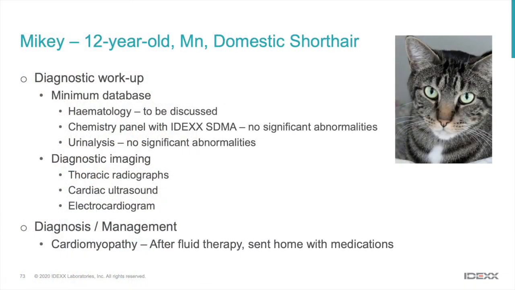The diagnostic workup in Mickey included both laboratory work and some diagnostic imaging. And as a spoiler alert, the diagnosis of Mickey turned out to be cardiomyopathy, and after fluid therapy, he was sent home with the proper medications. In the laboratory evaluation, we're going to focus on the hematology, but need to note that the chemistry panel was completely normal. There were no significant abnormalities. Similarly, urinalysis had no significant abnormalities. But let's now talk about the hematology.